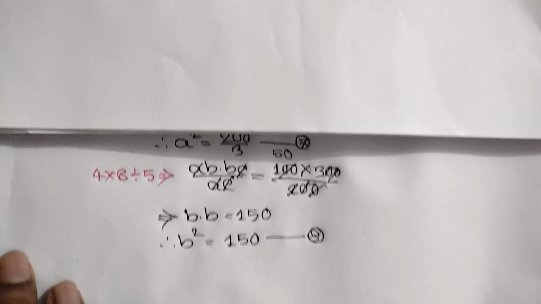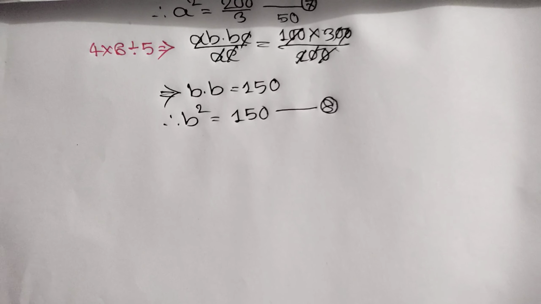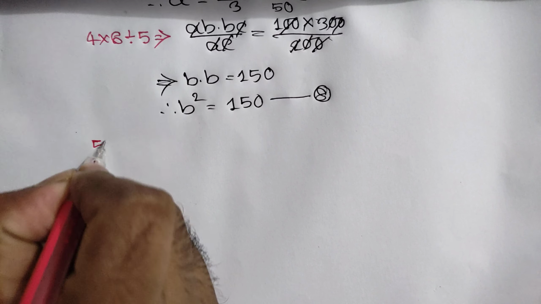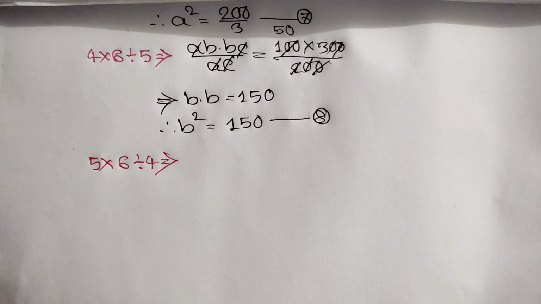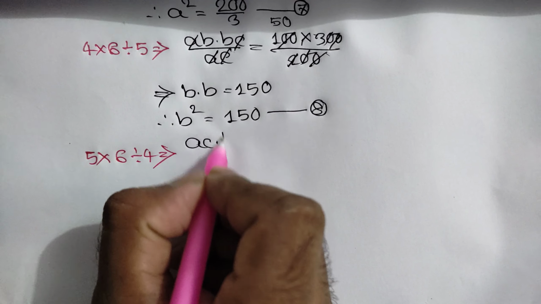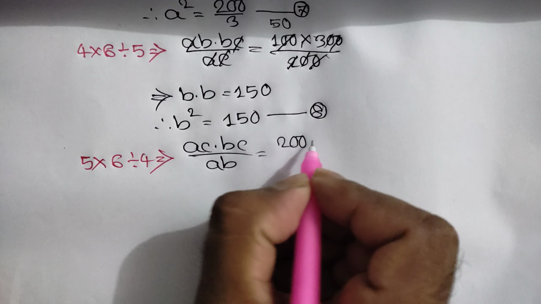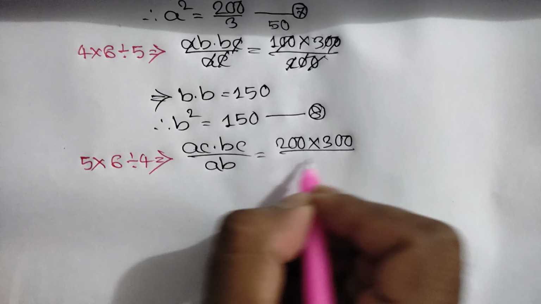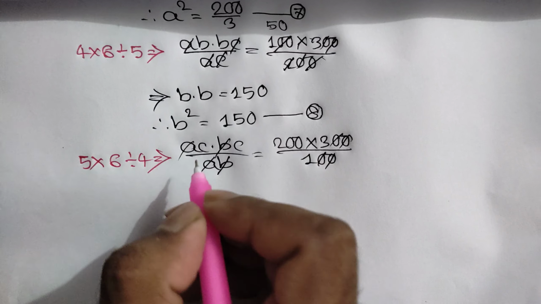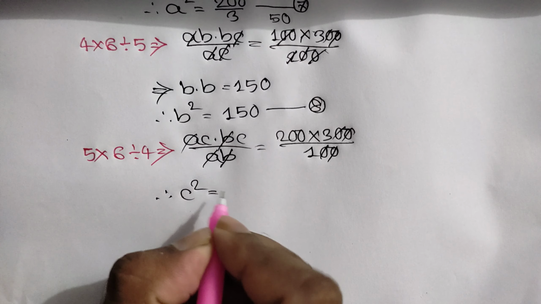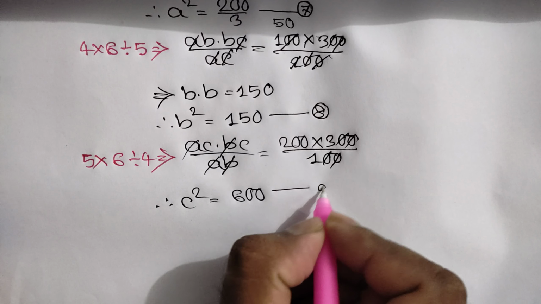Similarly, now multiplying equation 5 and 6 divided by 4, we can write here AC times BC over AB is equal to 200 times 300 over 100. So we found C square is equal to 600, and it is called equation 9.